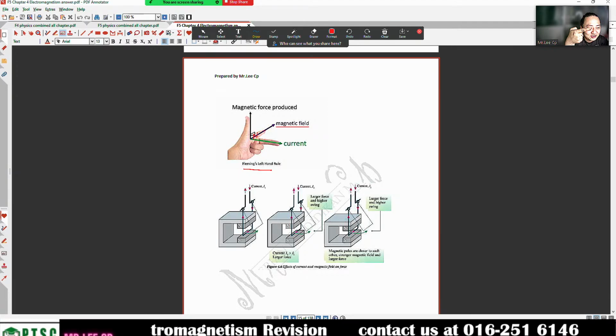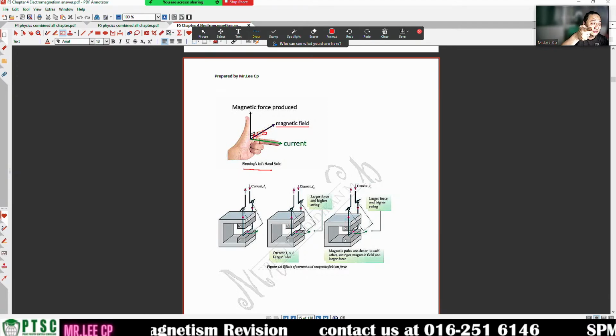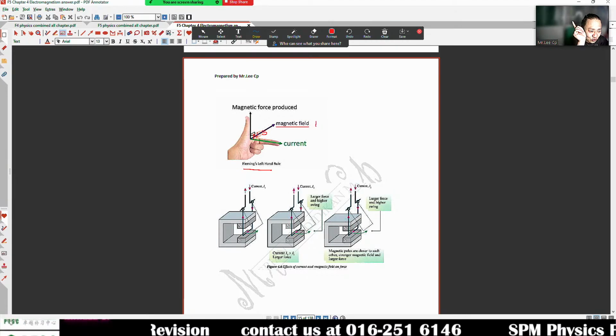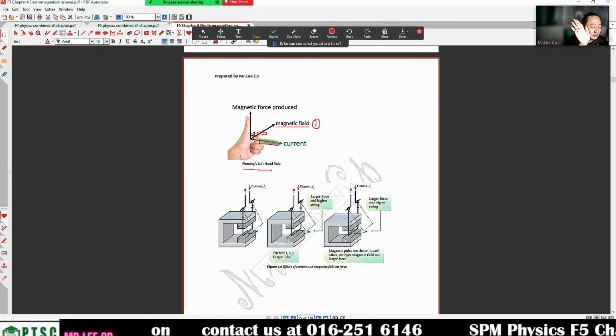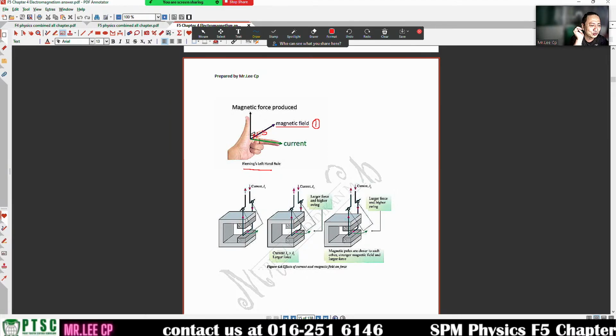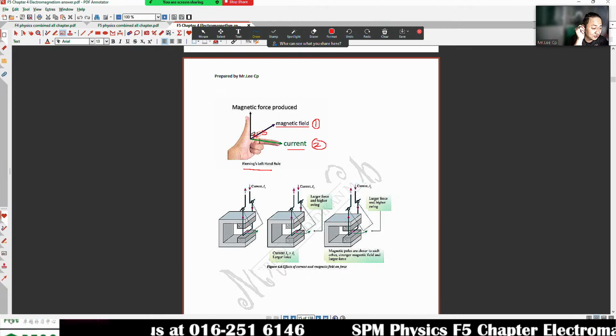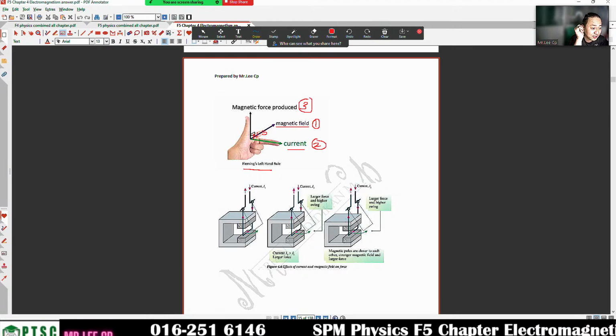This one north, this one south. So point north to south. Always point north to south. Number one, always do your magnet first. Don't do the current first, because if you do the current first, later it is very hard for you. Second one, go get the current. Lastly, go get the force.